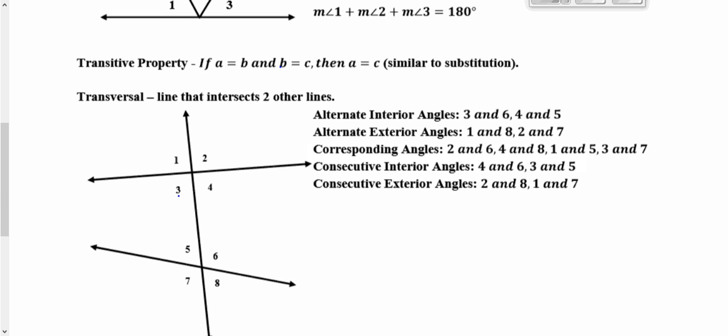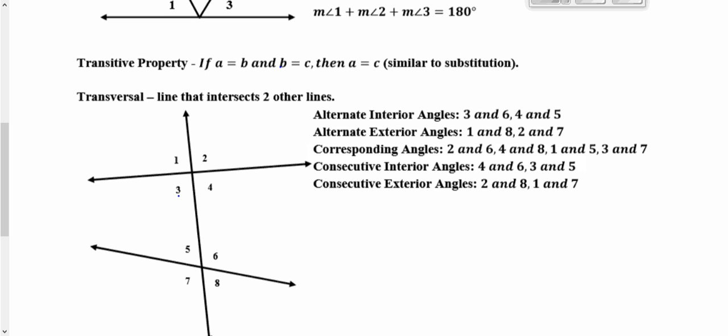Okay? Now, consecutive interior. Well, you know the interior part, right? So these are not alternate. Consecutive means what? One right after the other? So consecutive means they're on the same side of the transversal. Sometimes you'll see them called same side interior, but that sounds too kindergarten-y. Anyway, let's grow up, right?